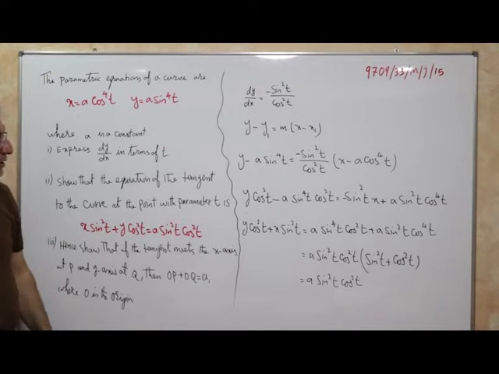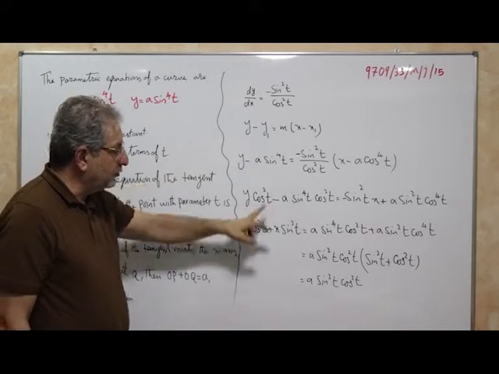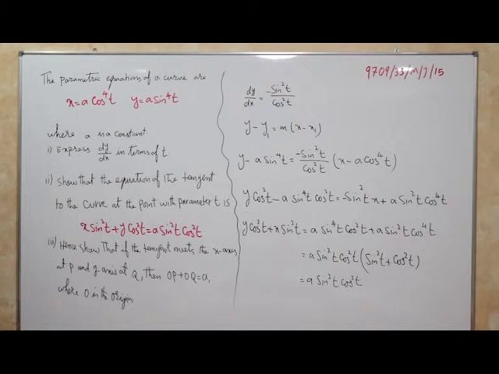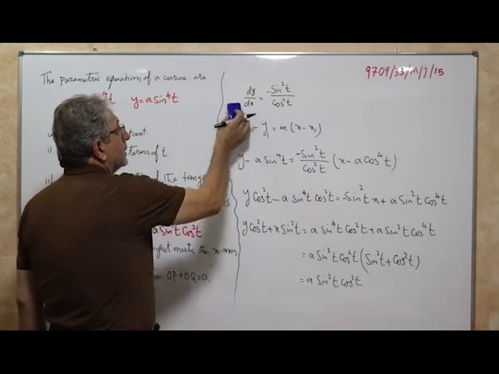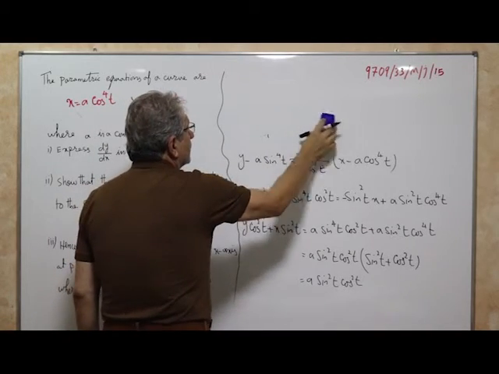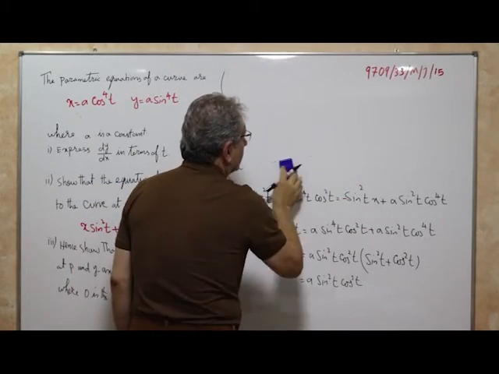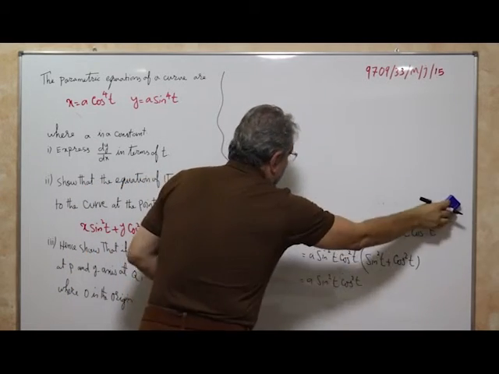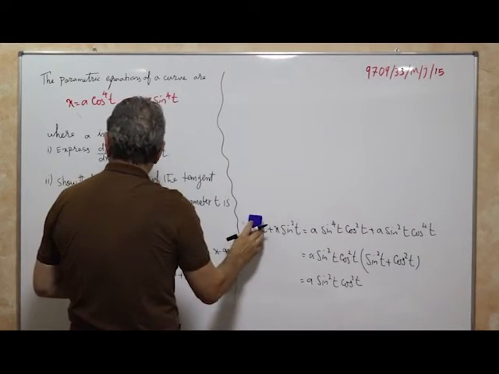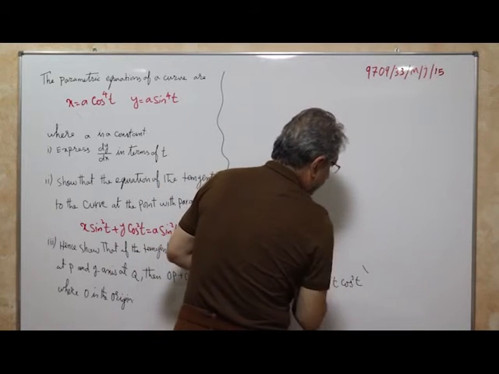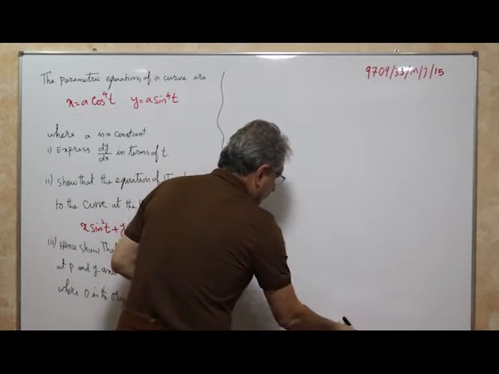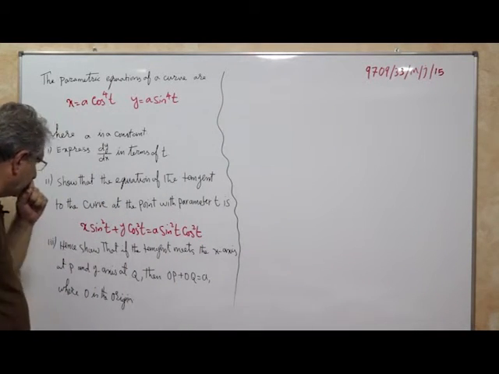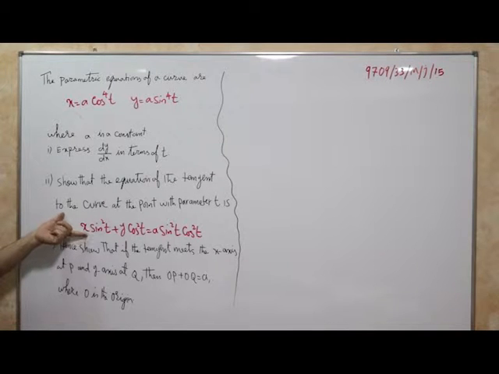Okay, therefore this is the second part. Therefore we did the second part of the question also. Now we go for the third part. I will erase this again. I don't need this also. Now we have the equation of the tangent here.